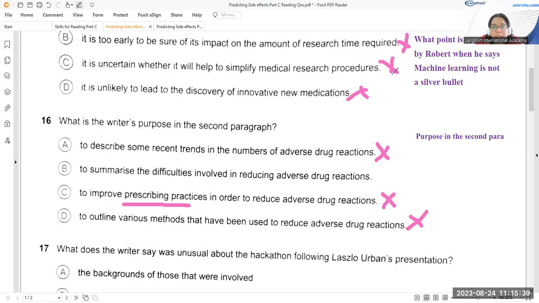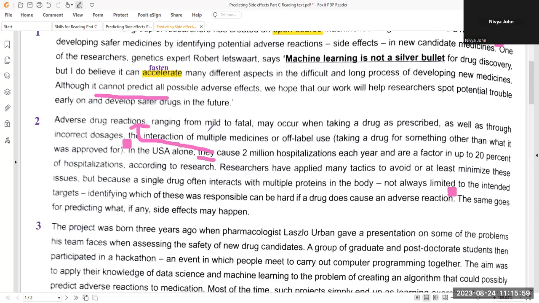So Smita, Surya, others, Nivya, Manju, what is our answer? Ashwini, what's our answer? Option D. B. They've summarized the difficulties, right? What are the difficulties? If you take the medication appropriately, you can have drug reactions. If you take the wrong dosage also, you can have drug reactions. If you see the first sentence, come on. If you are taking multiple medications, their interactions can cause drug reactions, and off-label use can cause drug reactions, and once a drug enters our body, it can interact with multiple proteins, even though it has an intended target, and it's difficult to identify which one is responsible for a drug reaction, and it's also difficult to predict any side effects.